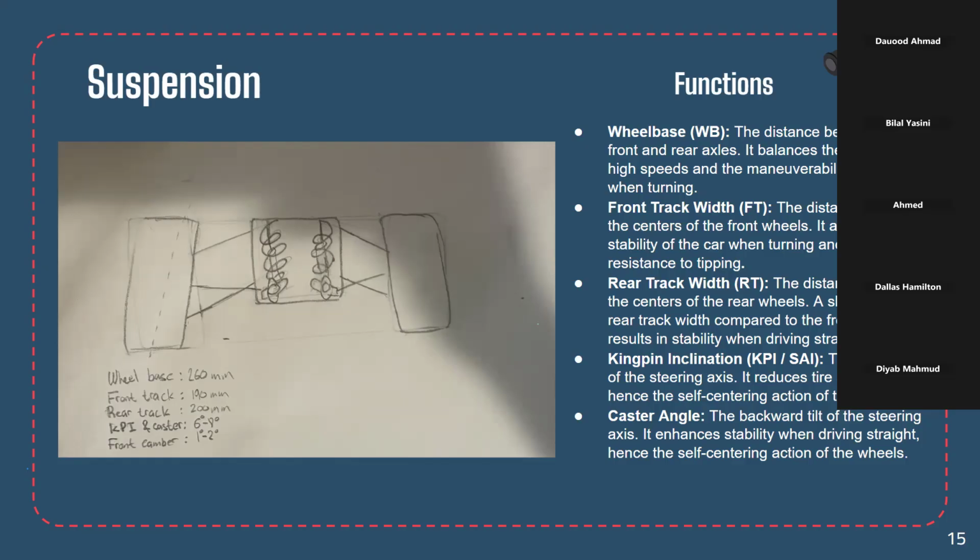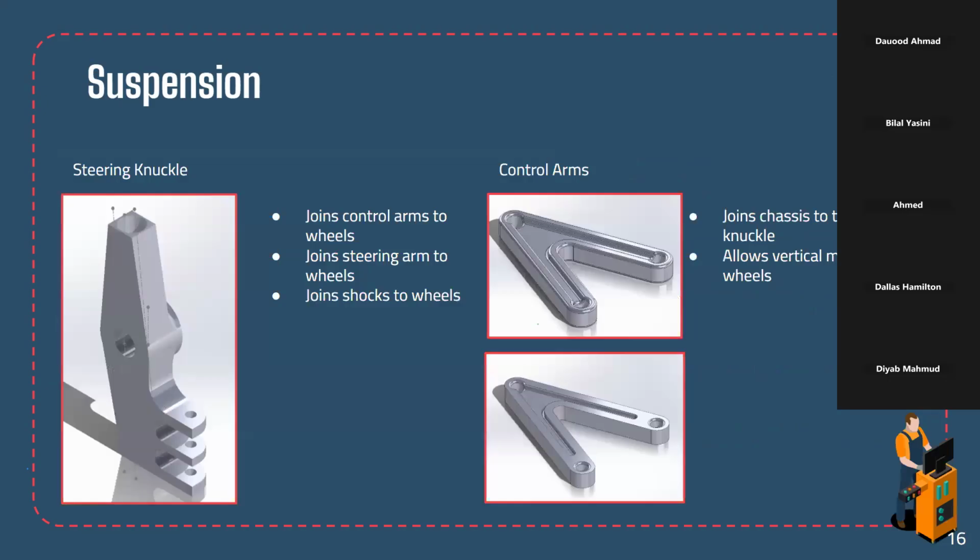I've also listed out some of the measurements for the suspension, like the wheelbase, which is the distance between the front and the rear tires. Based off that, we can get our front track and our rear track. The KPI and caster angles are just for the feel when you steer the car, and the cambers are there to help performance when cornering the car.